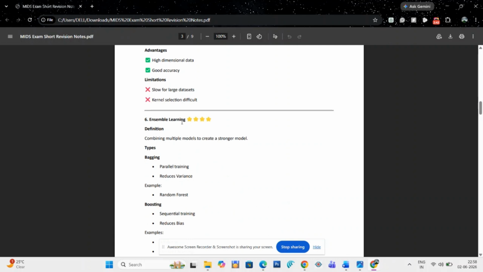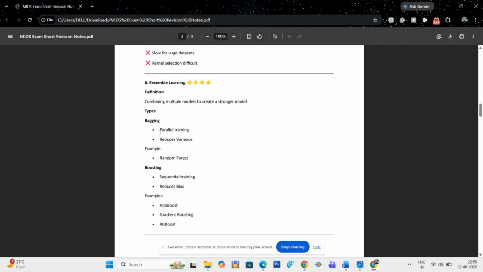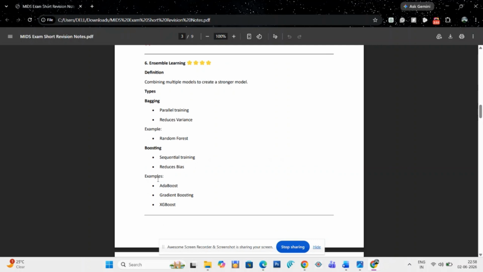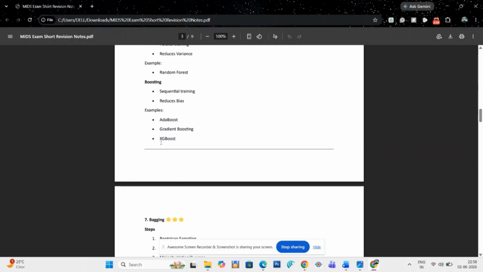Next is ensemble learning. What is ensemble learning? Combining multiple models to create a stronger model. Types of ensemble learning: bagging is parallel training and reduced variance, example random forest. Boosting is sequential training and reduced bias, examples are AdaBoost, gradient boosting, and XGBoost, which is extreme gradient boosting. And next is bagging.